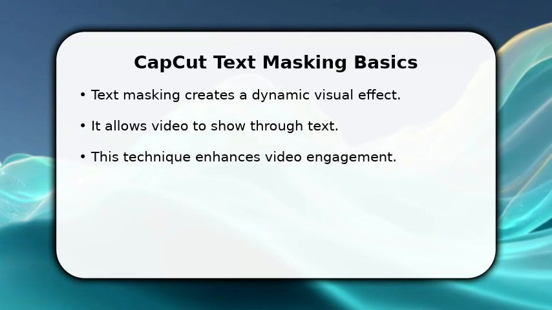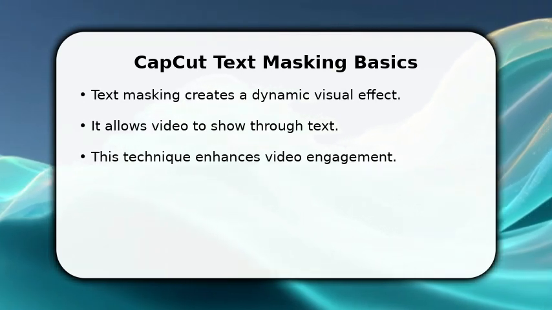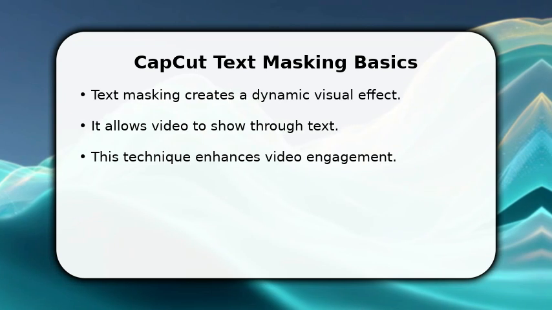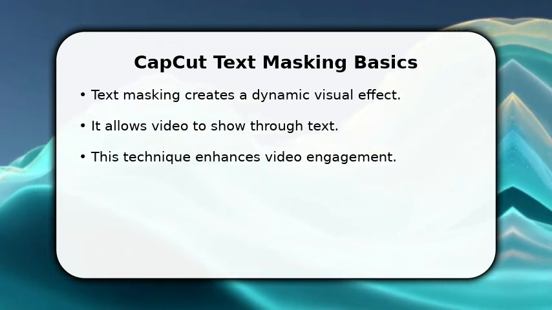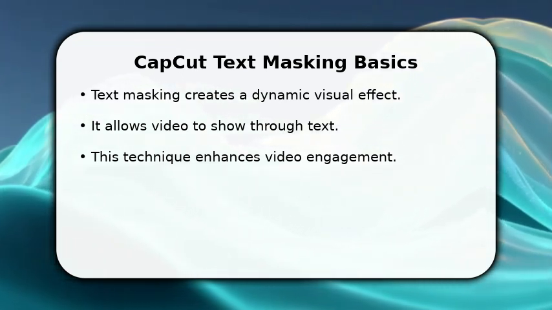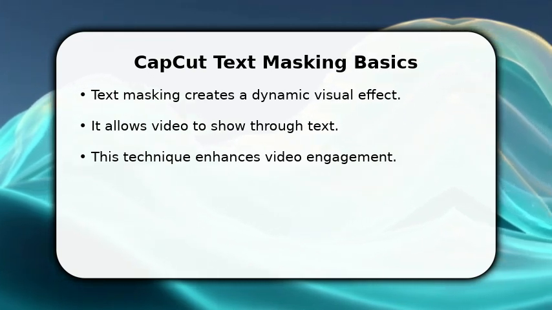In this video, I will show how to text mask in Capcut. First, open your Capcut project and add your desired video clip to the timeline. Next, navigate to the Text tab and select Add Text to create a new text layer.